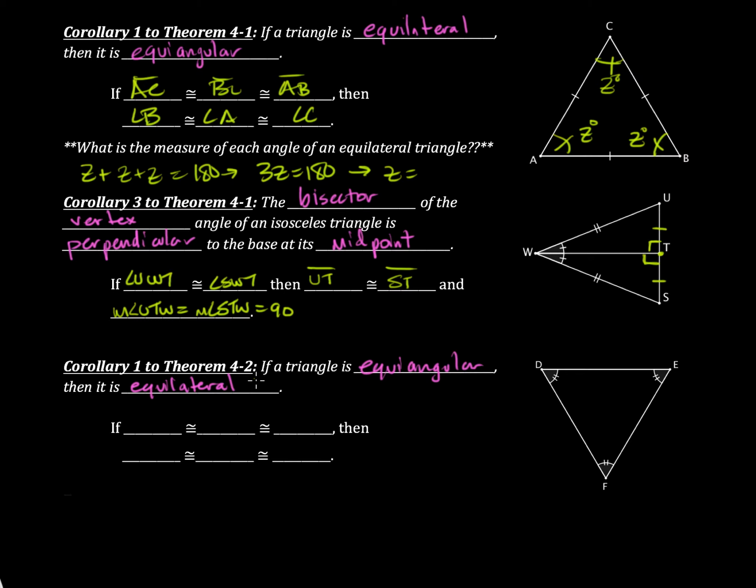Lastly, we have a corollary that says, and I think I messed my numbering up there. Sorry, guys. You may have noticed that my corollary 1 is repeated twice. I don't know why that is. If a triangle is equiangular, then it's going to be equilateral.